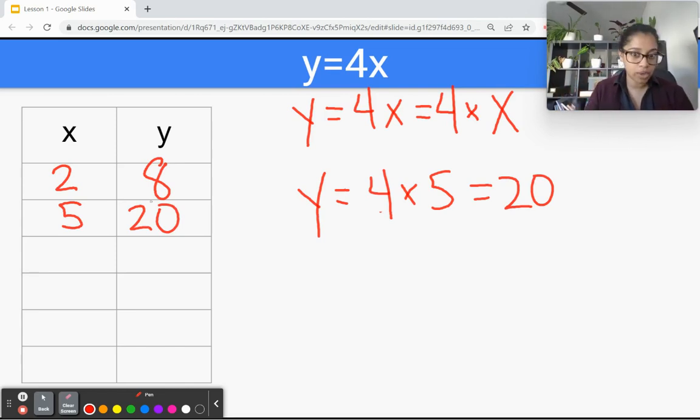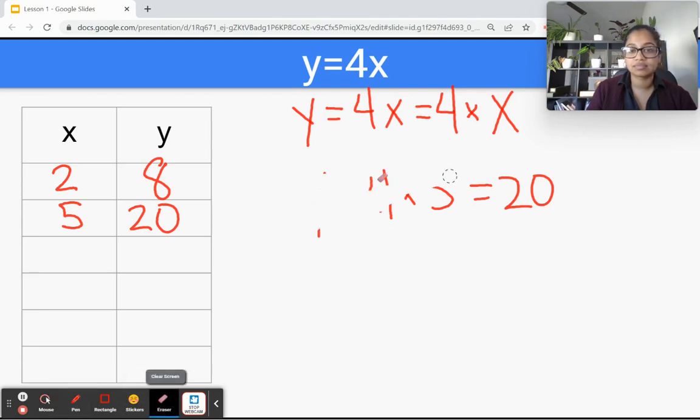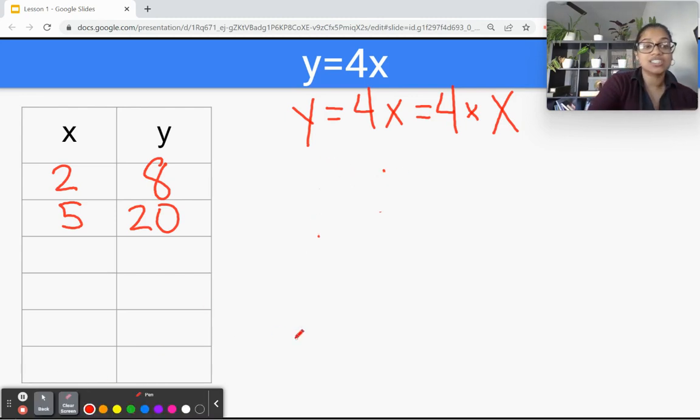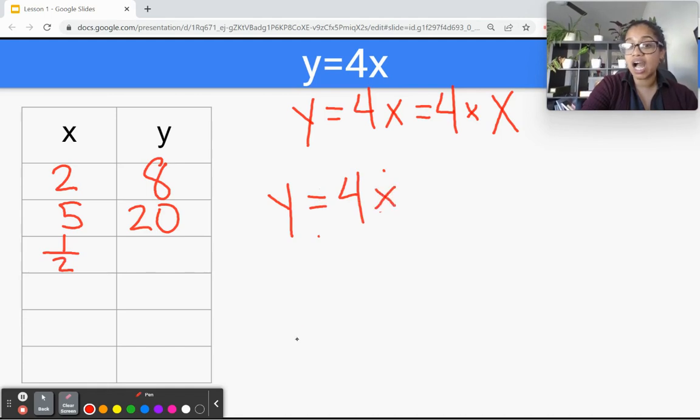All right, let's try one more together. Let's go ahead and do a fraction this time, right? So let me go ahead and erase this part. And let's make x a fraction. So when x is 1/2, that means that we need to do y is going to be equal to 4 times 1/2, because y equals 4 times x.